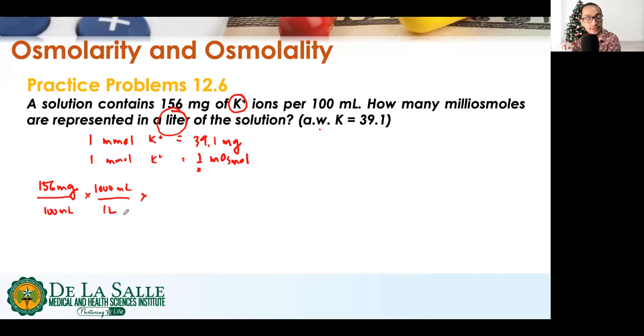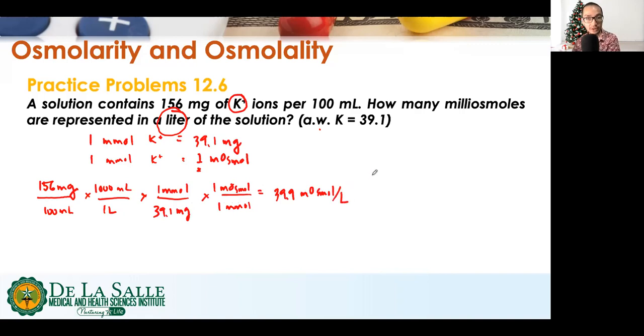I have placed here the conversion factor. Next, we know that 1 millimole of potassium ion weighs 39.1 milligrams. And we know that 1 millimole of potassium ion is equivalent to 1 milliosmol. So the answer should be 39.9 milliosmoles per liter.